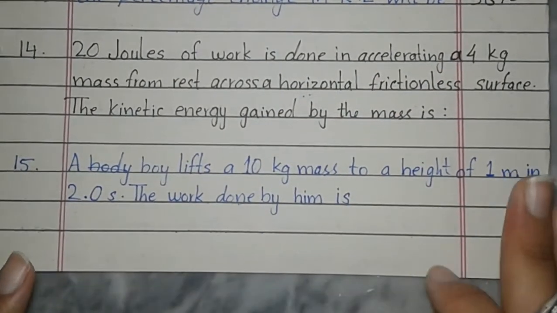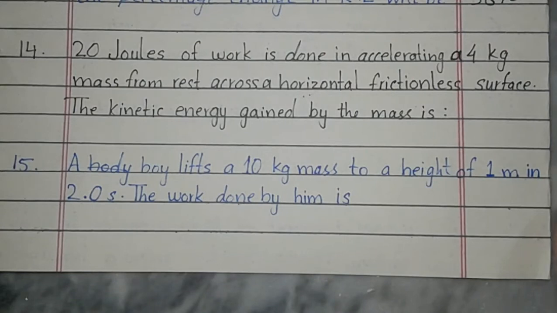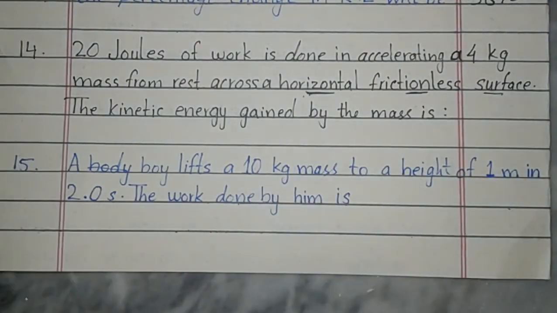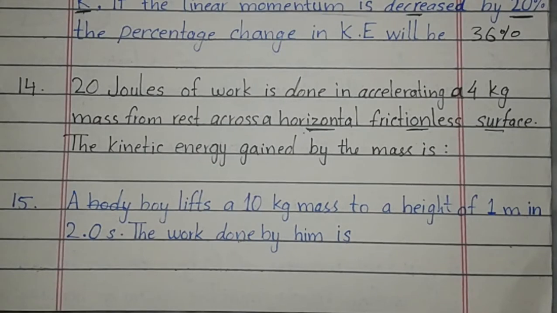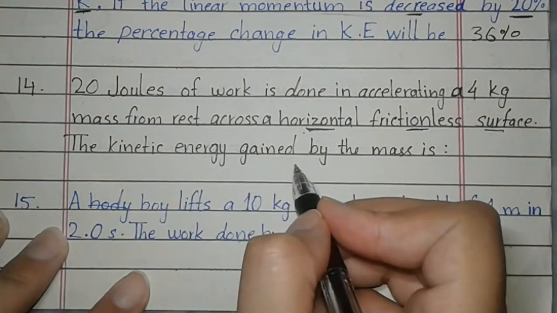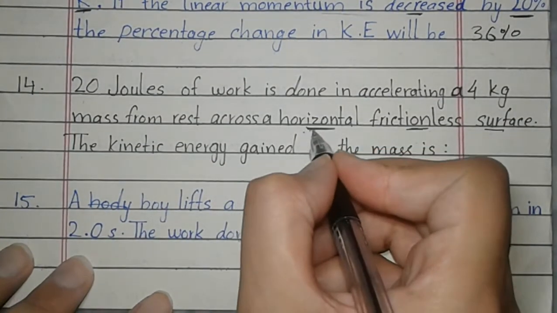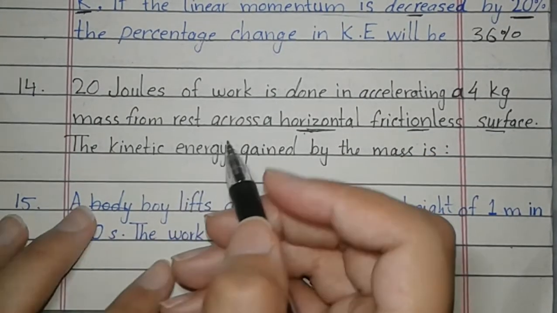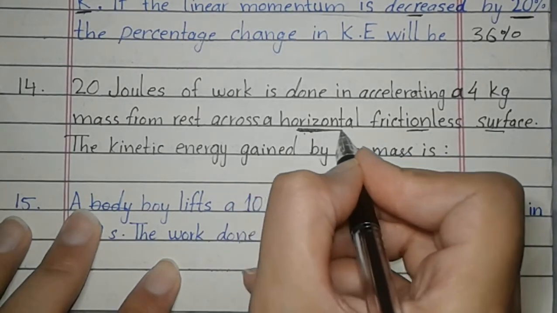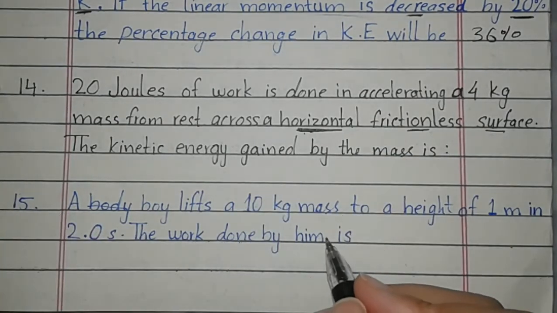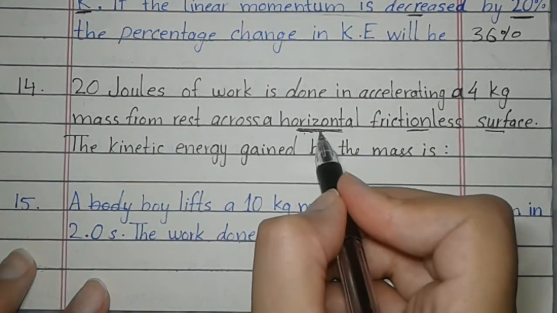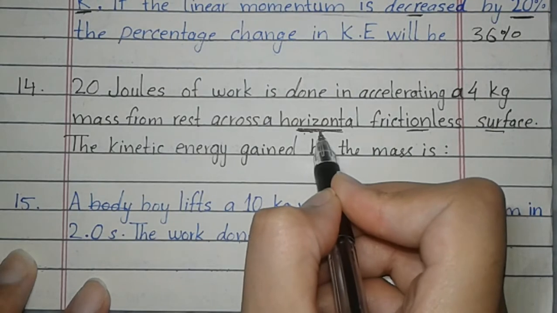Now 20 joule of work is done in accelerating a 4 kg mass from rest across a horizontal frictionless surface. The kinetic energy gained by the mass. So try to understand the question here. What is required? The kinetic energy gained by the mass. Here two conditions are given. First condition is that 20 joule of work is done on a horizontal surface. Horizontal surface means that no work is converted into potential energy.